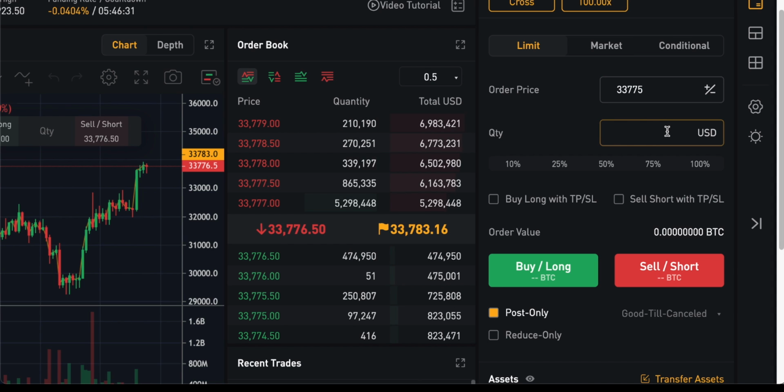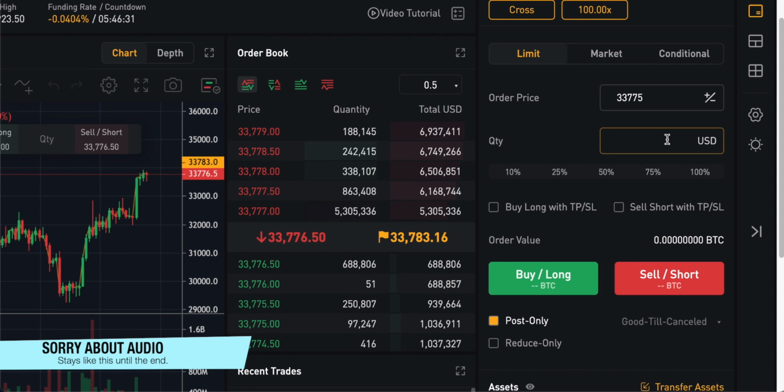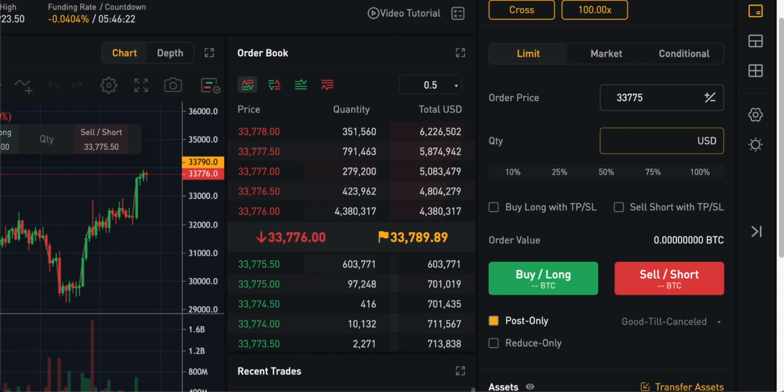How much do you want to trade? So this is where it's a little bit different. You can actually just put in the amount that you want to trade in US dollars. So let's say I want to trade 500 US dollars right here. It will give us the order value in Bitcoin. It's not that relevant though. What we want to do is trade 500 bucks.